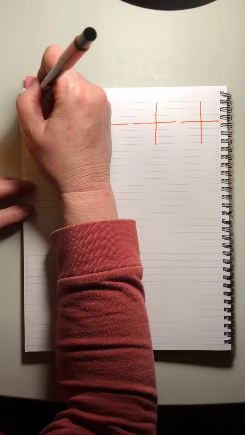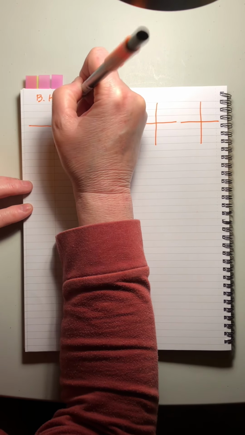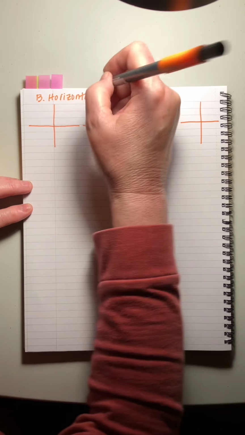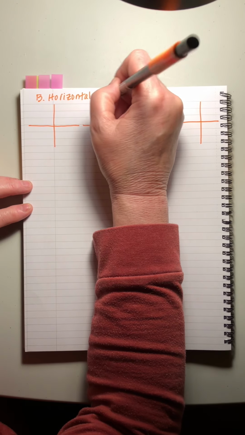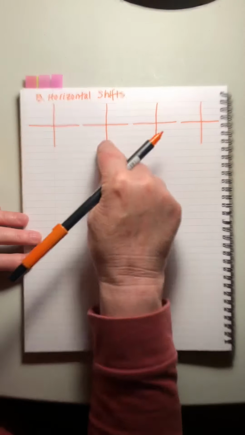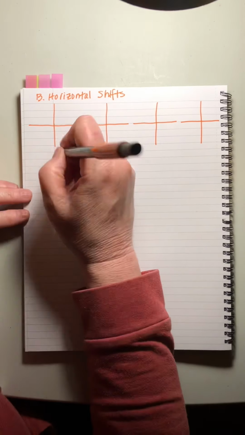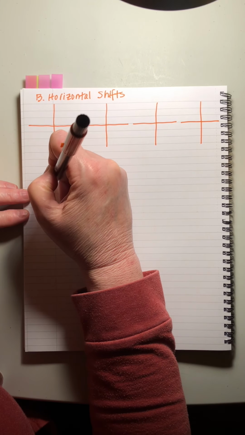Okay, so I'm going to write B, horizontal shifts. And again, we're using the same parent function, so it'll be F, G, H, and P, just like we did before. Same order. I have to draw my second row.